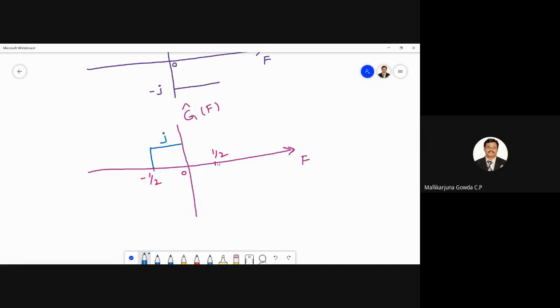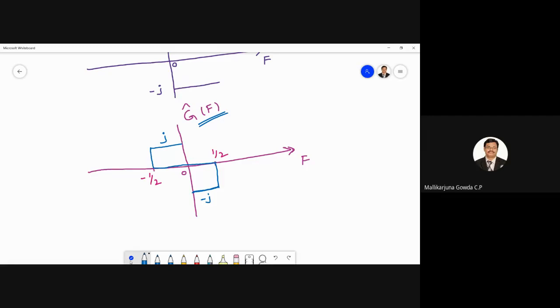Then from 0 to 1 by 2, the value of g of f is 1, but the value of HST of f is minus j. So 1 into minus j, you get minus j, right? So I can write a rectangular pulse having a magnitude of minus j. This is what I am expecting. Yes, is this clear, this point? You all agree with me? Can I say g cap of f is like this?